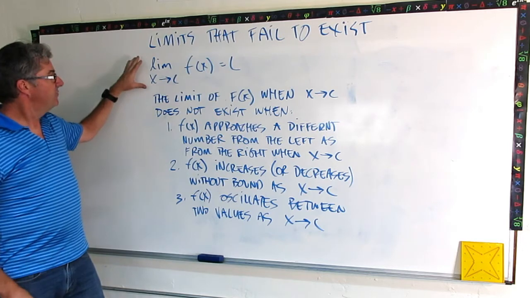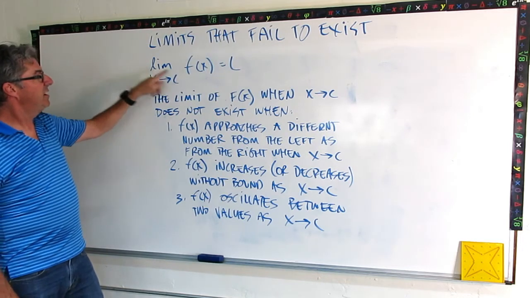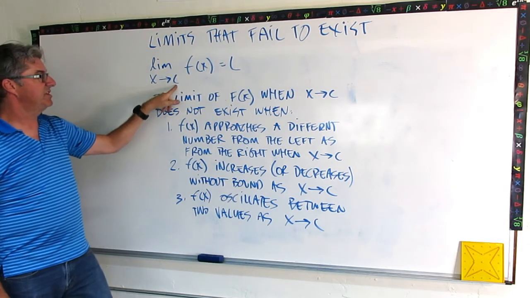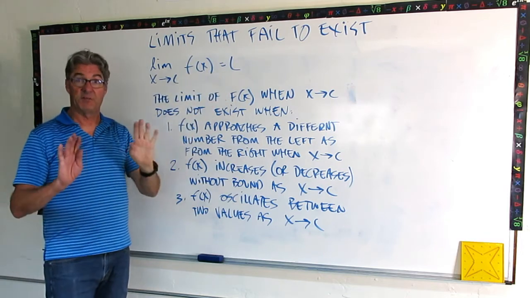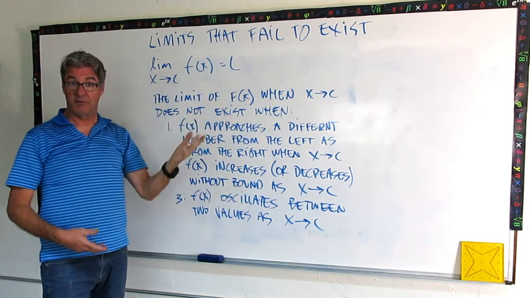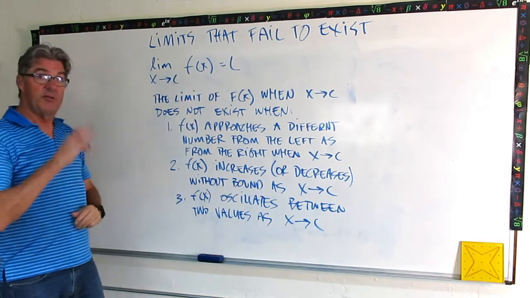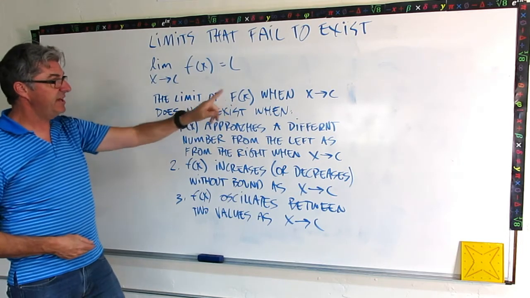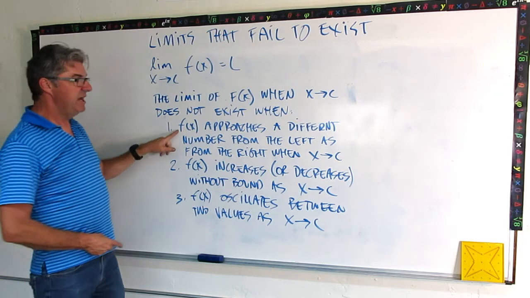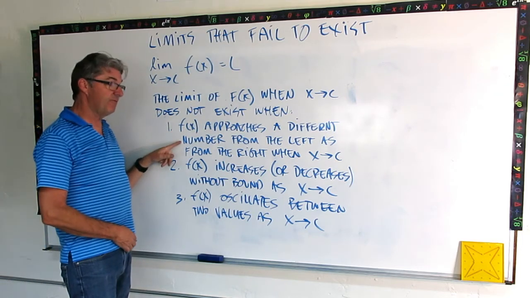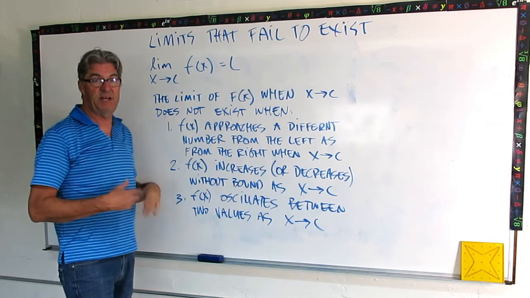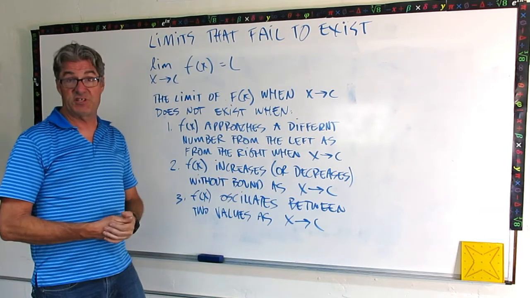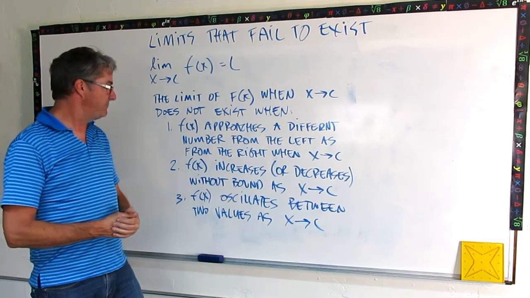Okay, let's review what we've gone over so far. So first off, remember our notation. The limit of f of x as x approaches c is L. Now, for these problems, there is no L. There's no limit. Okay, so three cases that we looked at. The limit does not exist when x approaches c when f of x approaches a different number from the left as from the right as x approaches c. So that was that first example we did. They did not approach the same number.